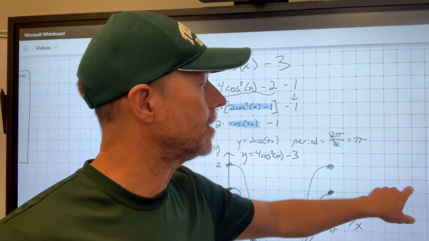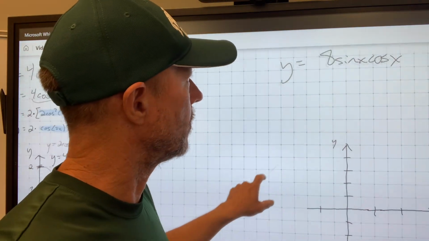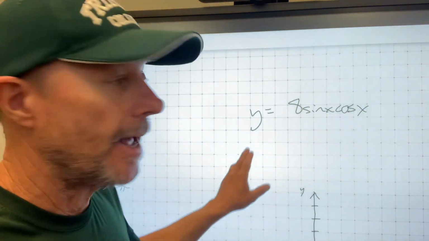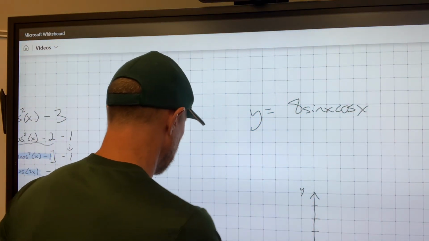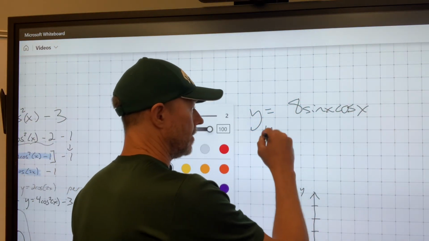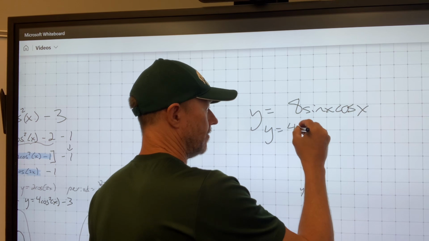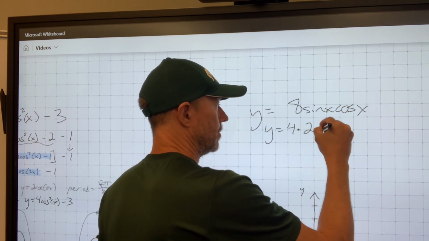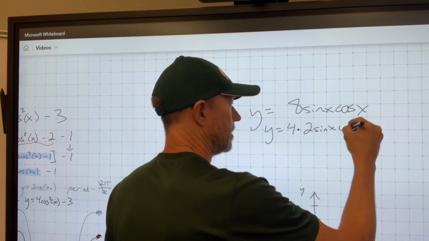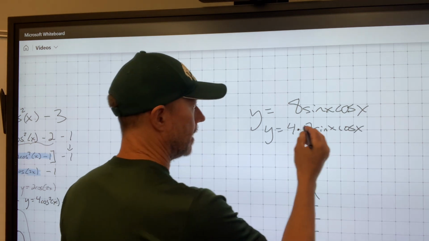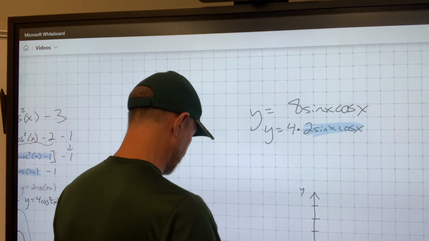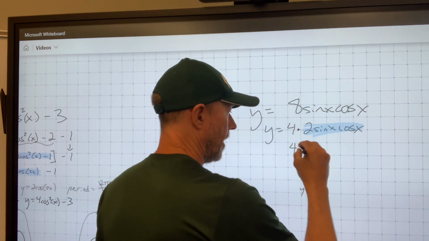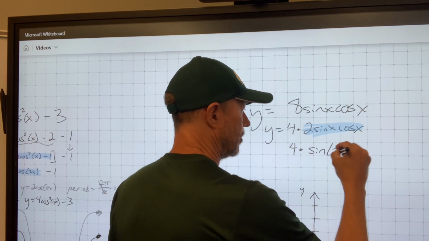Now let's do one more example. Here we have y equals 8 sine x cos x. And if only this was a 2, well, we can factor it out. We could factor out a 4, and then we would have 2 sine x cos x. And so now we recognize that this is the same thing as sine of 2x.